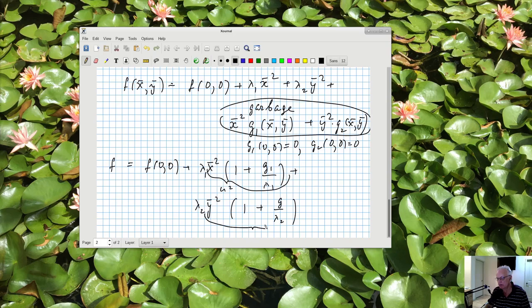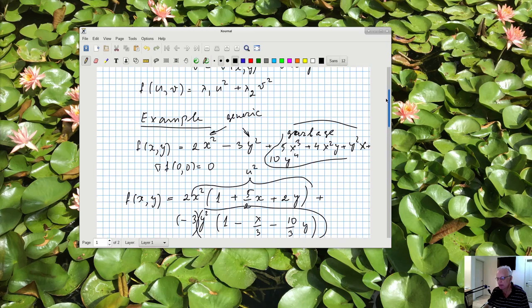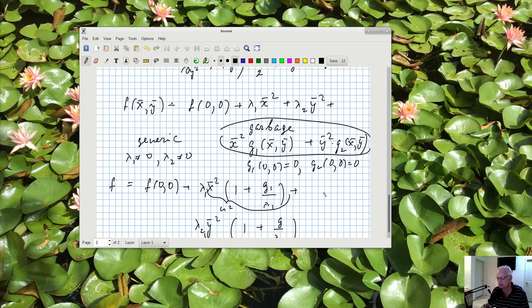And here we are. But I can do it only in the situation where lambda 1 is not equal to 0 and lambda 2 is not equal to 0. This is the generic situation. Otherwise, this trick doesn't work. And now you know the Morse change of variables, you know the Morse lemma. Any function can be written as a sum of squares, as long as it is a generic function, both lambdas are not zeros here.